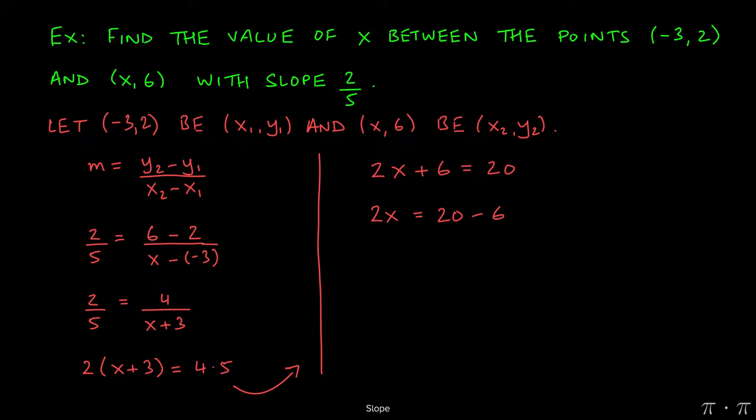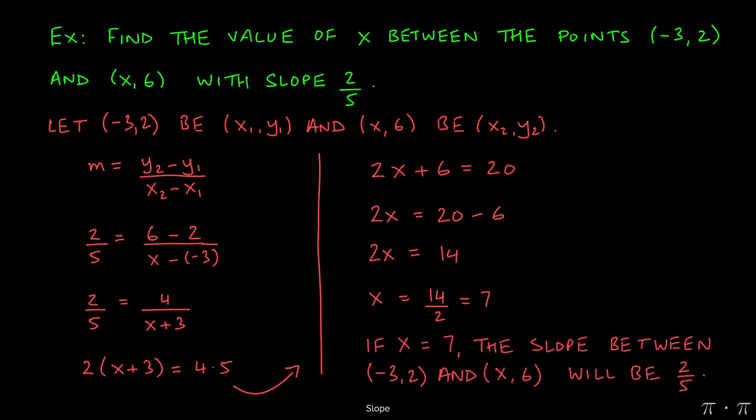At this stage, in order to isolate the x, we can move the 6 over to the right-hand side. Since it's being added on the left, when we move it over, we would need to subtract it. 20 minus 6 is 14. To isolate the x, we can divide both sides by 2. And 14 over 2 gives us 7.